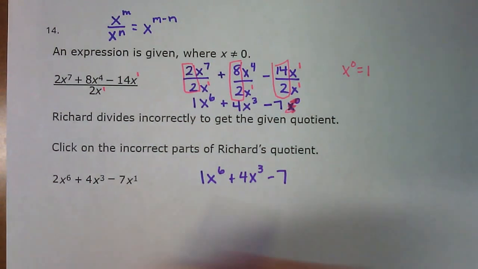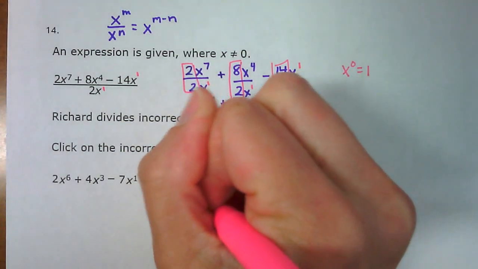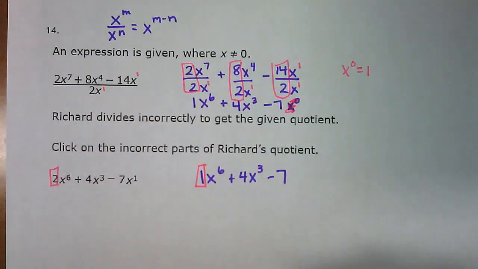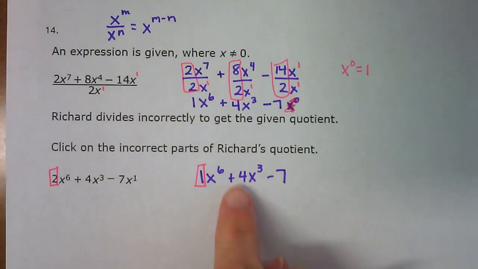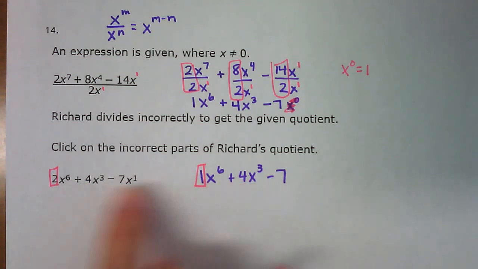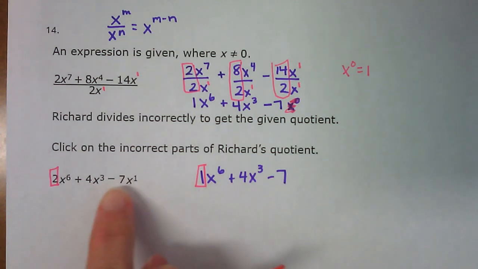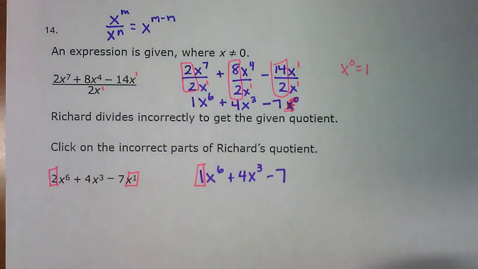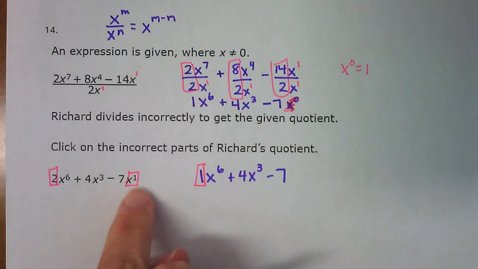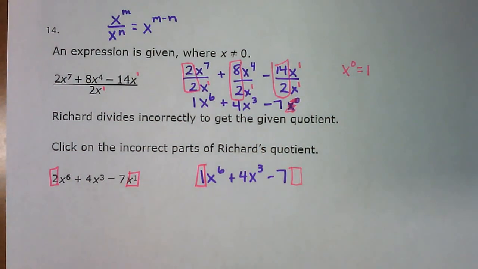So now it says click on the incorrect parts of Richard's quotient. So when you're doing your EOC, you would click on everything that's wrong. This part here doesn't match, so we would click on that part. The x to the 6th is correct. For the next part, the 4 is right, and the x to the 3rd is right. So I wouldn't click on any of that. And then for the next part, the minus and the 7 are correct, but this x to the 1st shouldn't be here because it was x to the 0, so we would click on that part. Okay, there should be nothing here, no variable there.